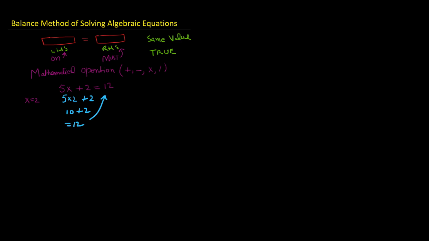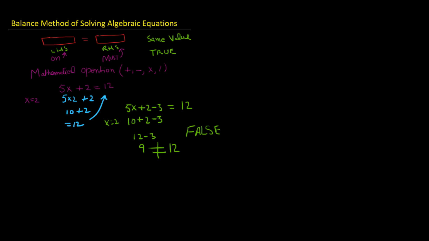But if I add something on the left hand side, if I write this equation like this, 5x plus 2 minus 3, and I don't do anything on the right hand side, then this equation will be 10 plus 2 minus 3 when I put x equals 2, which is 12 minus 3, which is 9, and 9 is not equal to 12. It means the equation has become false. So we don't want to do this. The equation was true and we should keep it true.